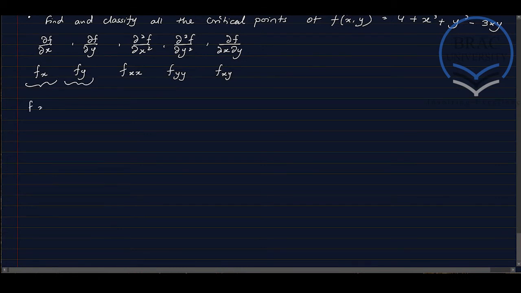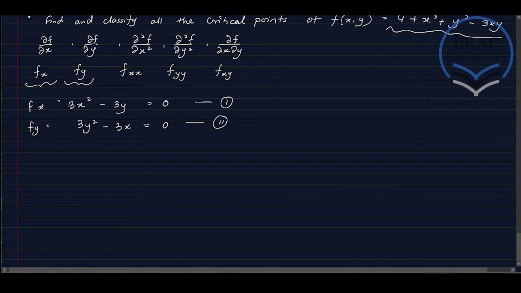Now fx from the given function over here, you can see that fx will simply be 3x squared minus 3y, and to find the critical points we have to equate it to 0. And fy will also be 3y squared minus 3x, and again equating it to 0 to find the critical points. Let's call this equation 1 and let's call this equation 2. Now you see that we have two equations, and we can solve them simultaneously to find x and y.